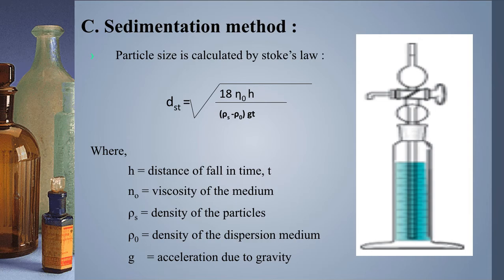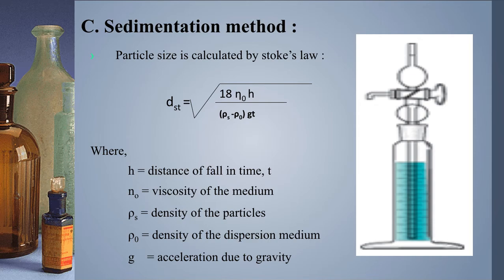T is the time taken for the powder to go down a certain distance. If the powder went down 5 centimeters within 15 minutes, so time is 15 minutes, and h, or the distance, is 15 centimeters. And if you know h and t, you can calculate, of course, dst, the diameter.